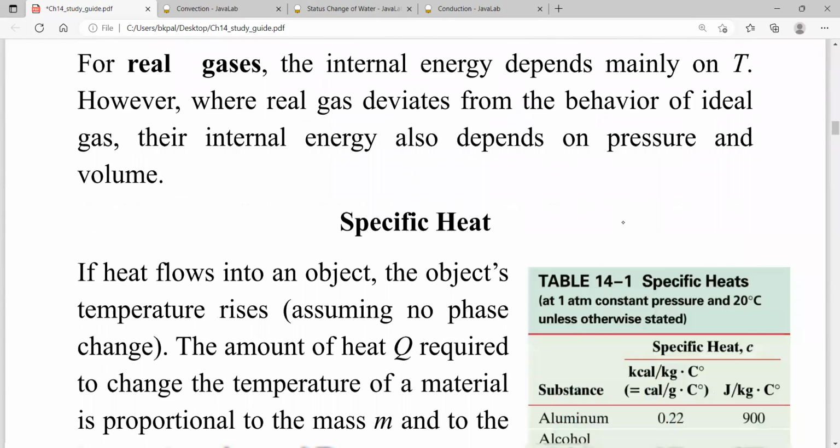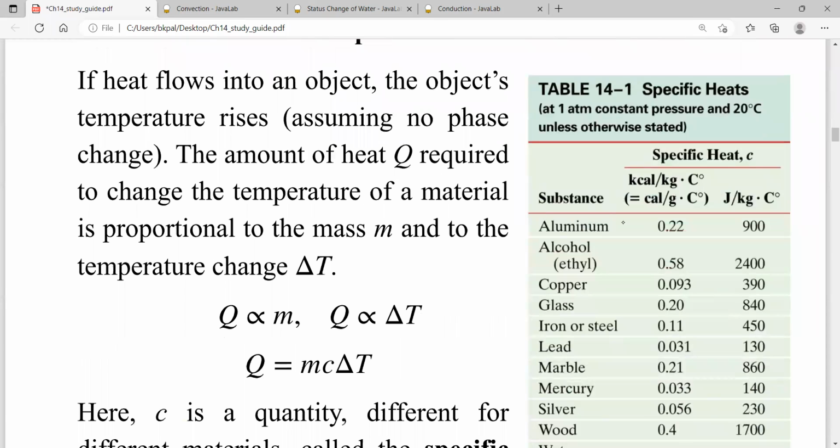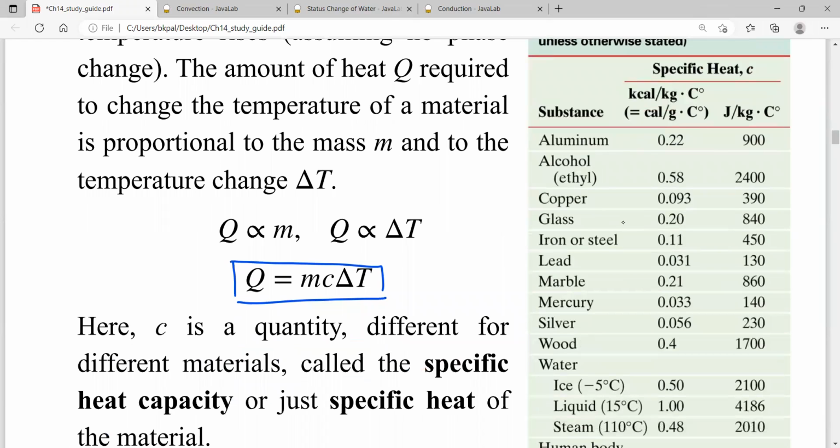Then you learned about specific heat. We see that the heat required to change the temperature of a material is equal to mcΔT. Here m is the mass of the object, c is the specific heat or specific heat capacity, and ΔT is the change in temperature. So c is different for different materials, and the table here shows the specific heat capacity for different materials.